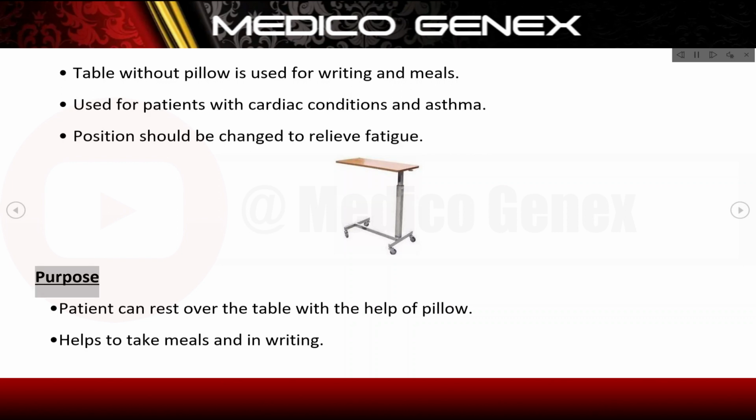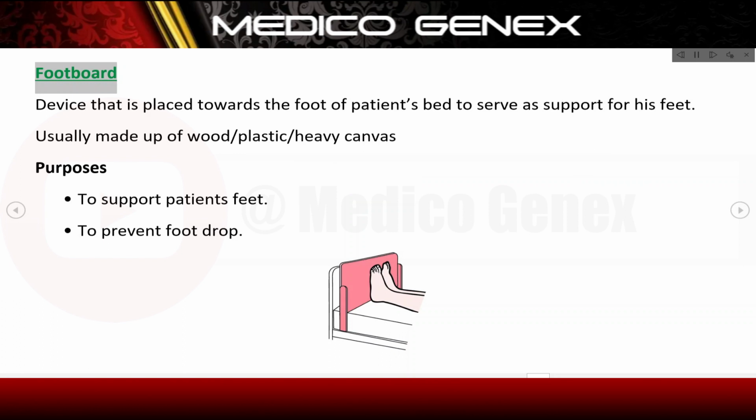Purpose. Patient can rest over the table with the help of a pillow. It helps to take meals and in writing. Footboard. A device that is placed towards the foot of the patient's bed to serve as support for his feet. Usually made of wood, plastic, heavy canvas. Purposes: to support patient's feet, to prevent foot drop.